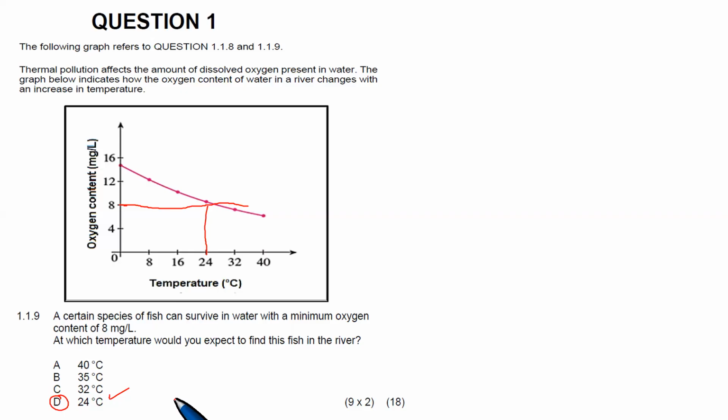Okay, so this one is easy. It's 24 degrees Celsius. So in other words, if the minimum oxygen content is 8 milligrams per liter, from reading the graph, the option would have to be option D. It's just about 24 degrees Celsius. Just note that.